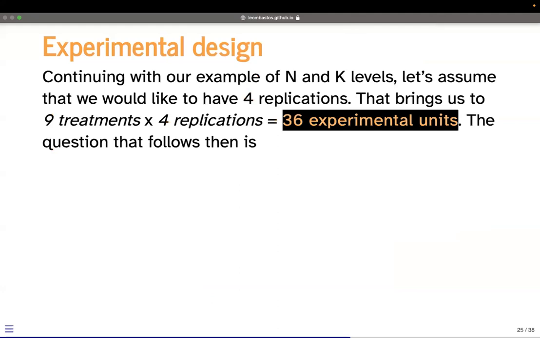Okay, so in the example that we're talking about, we had 3 nitrogen rates, 3 potassium rates. We do all combinations of those 3 levels and get 9 treatments. And let's say I want to have 4 replications.